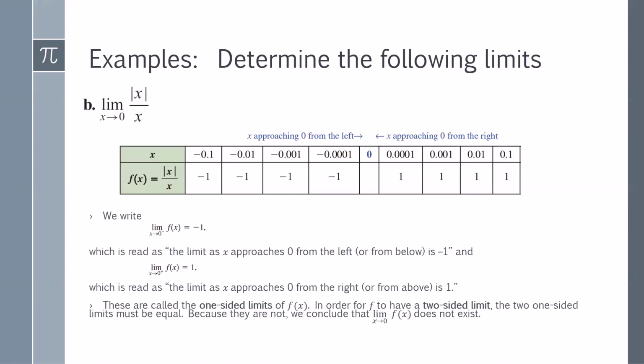What this means is that since the two limits disagree, the limit as x approaches 0 of f of x doesn't exist. These are called one-sided limits. In order for a limit to exist, both one-sided limits have to be equal.